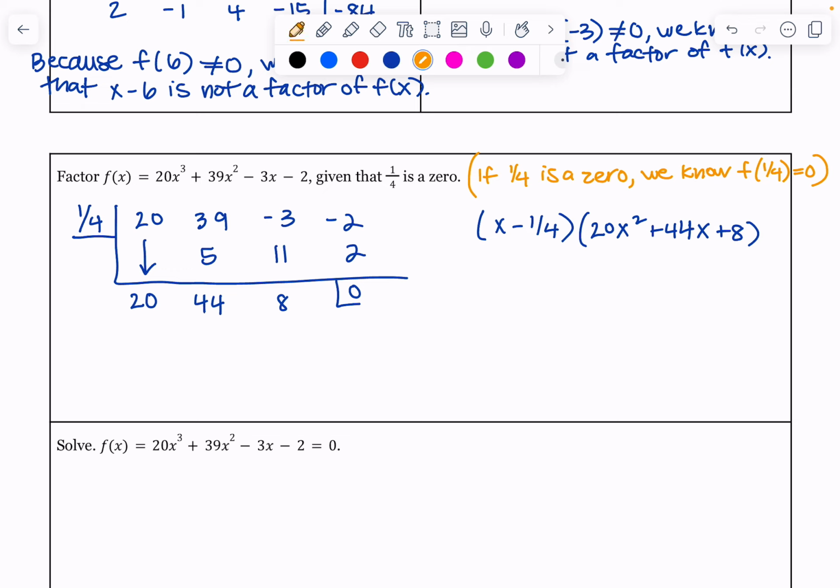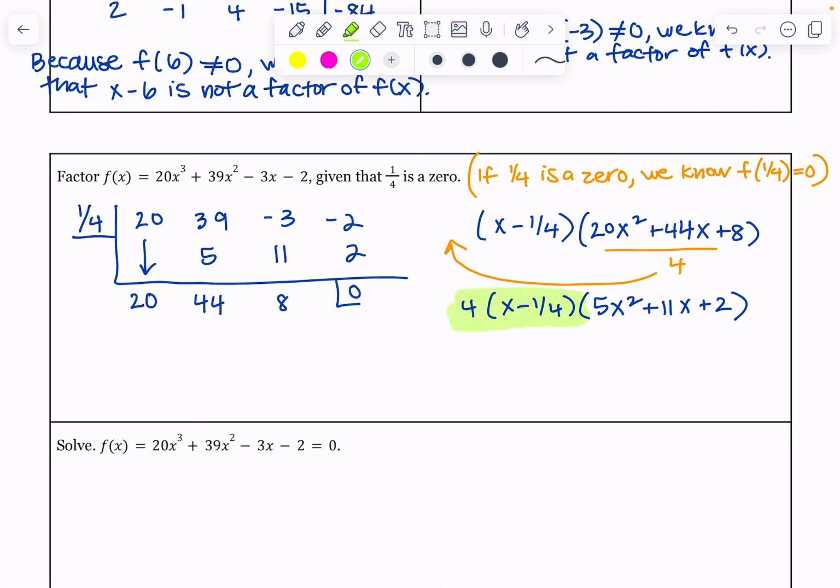Notice here on the second one, we could divide everything by 4. And if I do that, I could pull the 4 out in front, and this will make everything a little bit prettier. So when I do that, I will have a 4 here, and then I'll have x minus 1/4 here. And then it'll make my second parentheses a little bit more manageable. So I'm going to have 5x squared plus 11x plus 2. This right here is not terrible, but it's a little ugly, so I'm going to put that 4 back into this other parentheses, and then I'll clean up the fraction. So when I do that, I'll have 4x minus 1 instead. It's just a little prettier.